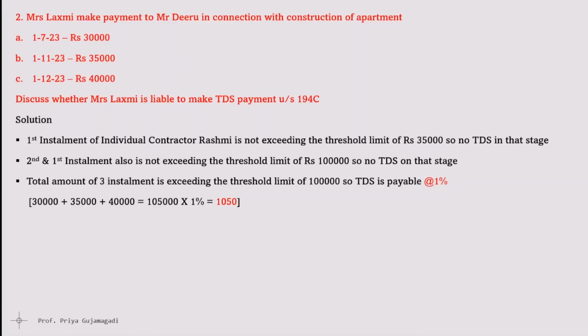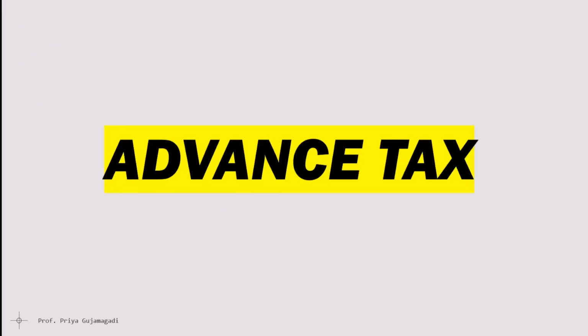So it comes to 1,050. Next, coming to topic advance tax. The name itself is saying the tax paid in advance is advance tax. For example, if you earn income in April 2022, you will file a return in July 2023. So there will be more than 1 year gap in the payment of tax.